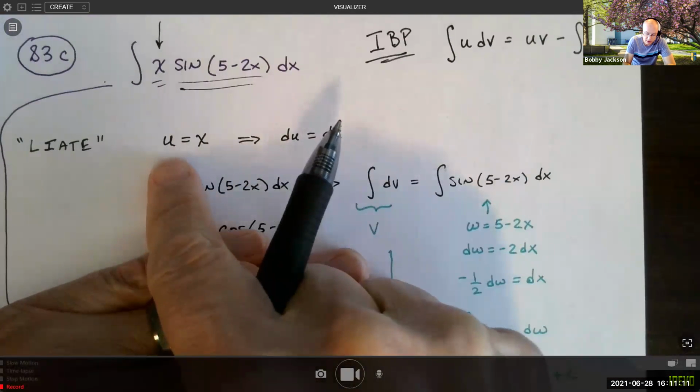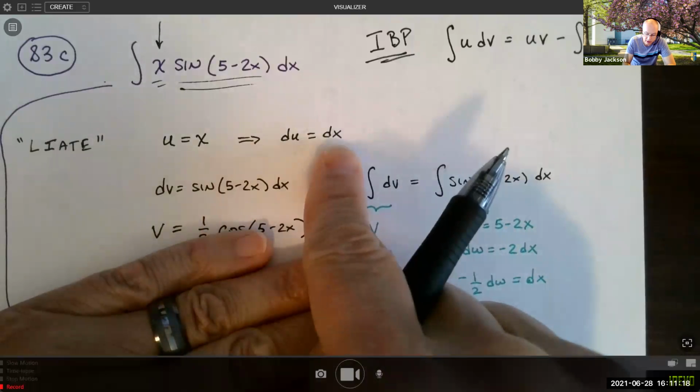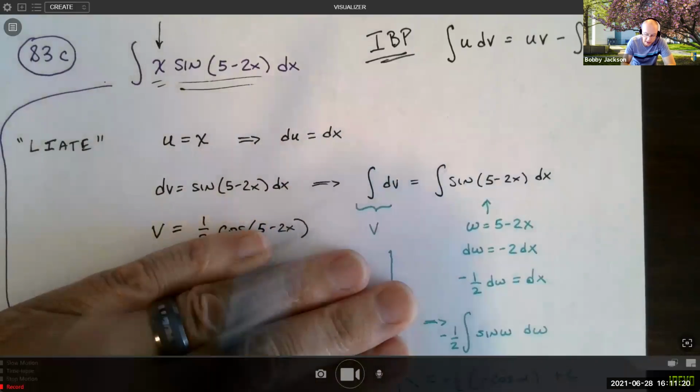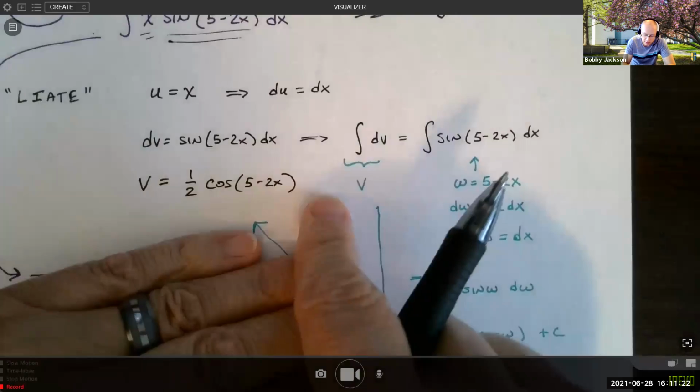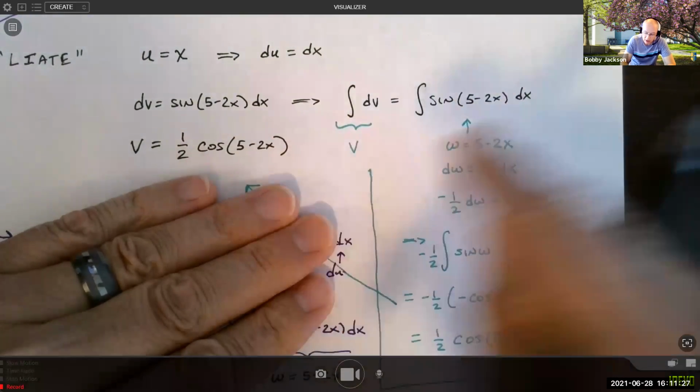U is easy. Then we differentiate u. The derivative of u is 1, right? Since u is x, so du is equal to dx. Du over dx is 1, so du equals dx. And then here we have to integrate, so you have to be careful. We integrate both sides of this. Integral of dv is just v. What about the integral of this?